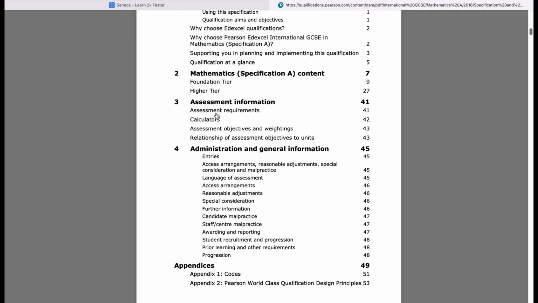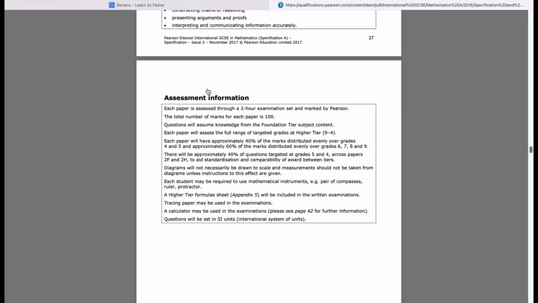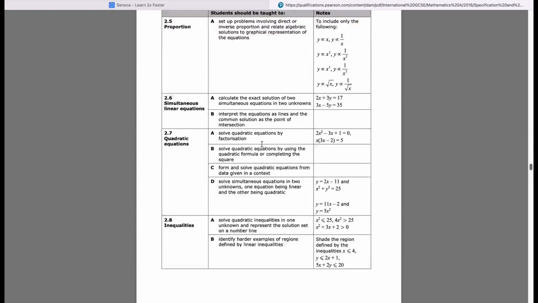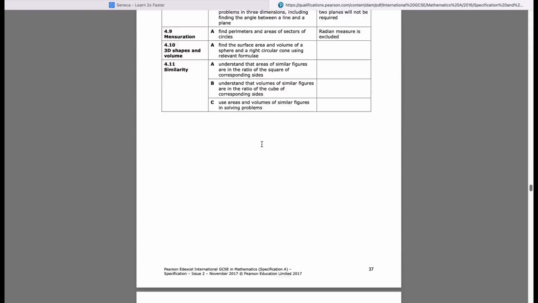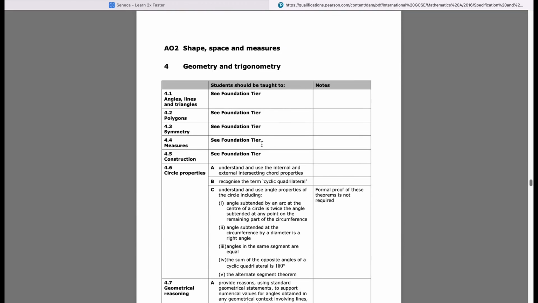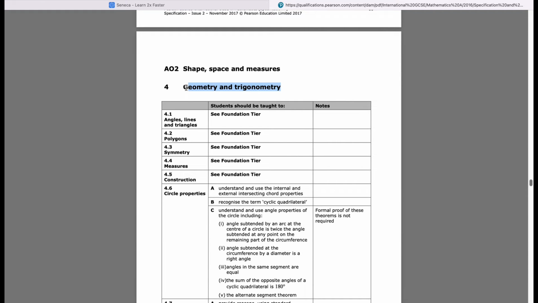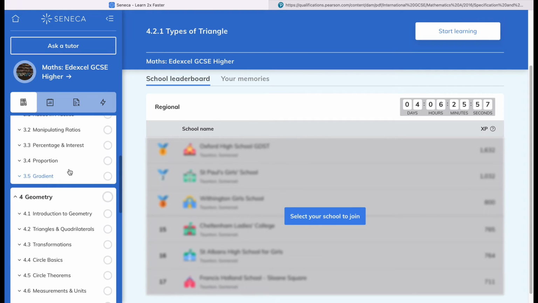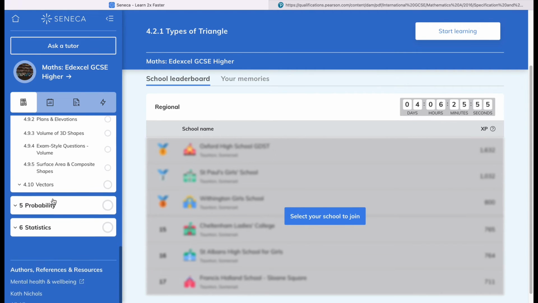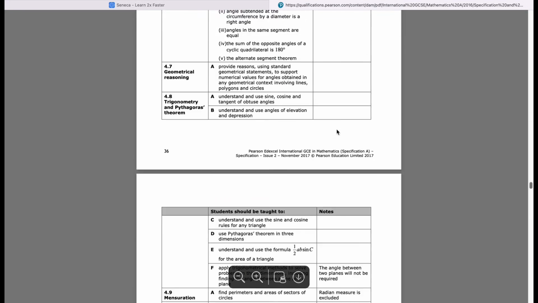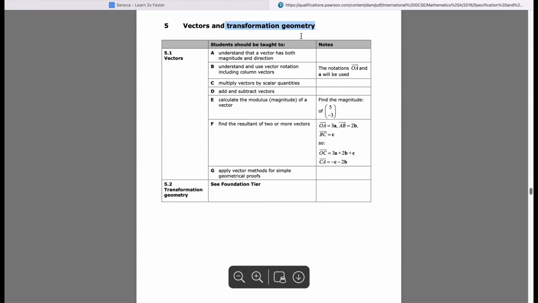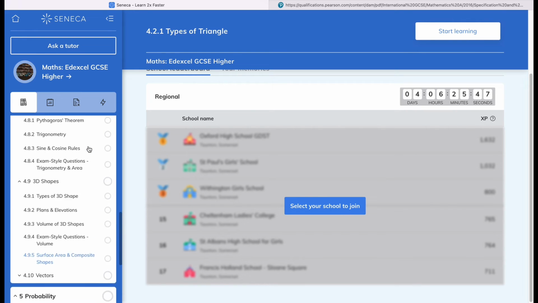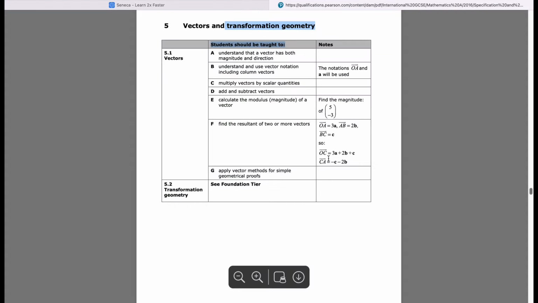So if you're going to look at higher tier, since we want to get grade 9 in GCSE maths, this is the segment: number, and equations, formulae, and identities, and so on and so forth. And if you want to do a little bit of comparison, this is geometry and trigonometry. And if you go to Seneca Learning, number 4 is geometry, and it literally follows what is going on this side. If you look at number 5, vectors and transformation geometry, it's a real similar thing. It's literally based off this specification.